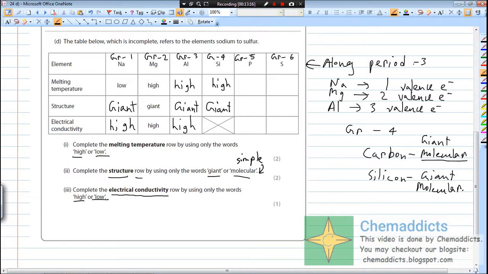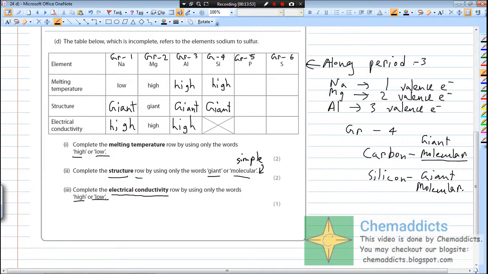Okay, so here what they meant was that this molecular is simple. Molecular simply means simple molecular structure, just like oxygen molecules, then sulfur S8 molecules, then phosphorus, just like that.